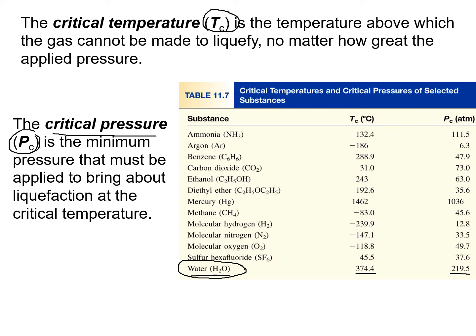Where is methane? So I was going to tend to make the comparison there. Methane's critical temperature, minus 83. Critical pressure, 45.6. So a significant difference. And these two molecules are of similar size, molar mass, yet they have distinctly different IMFs and strengths of IMFs.